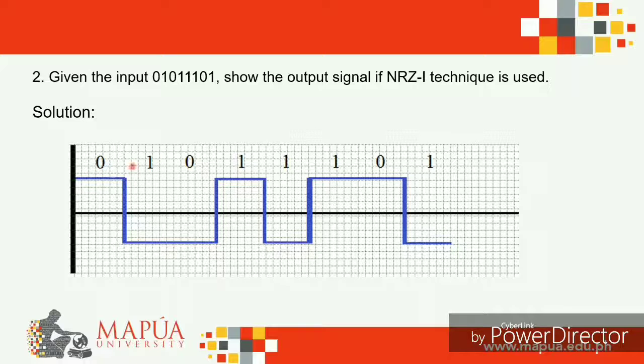We can see that from 0, the state of the signal changes when the next binary bit is 1 and remains the same when the next binary bit is 0. The cycle continues, and even though these are the same binary bit, the state of the signal changes because it was stated in the NRZ-I technique that the signal state will change when the next binary bit is 1.